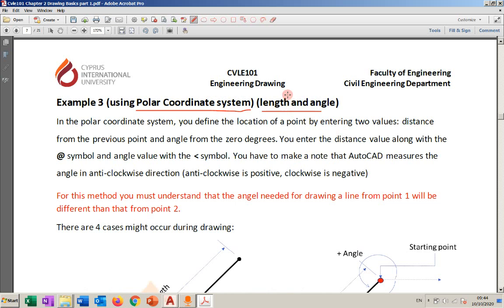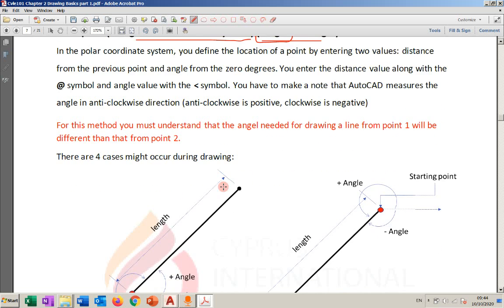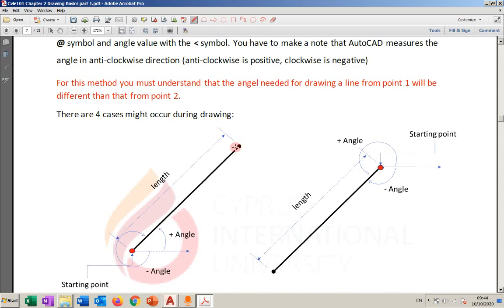Angle, length is clear. I mean, measure the distance from the first point to the second point. We call this one length. It's neither horizontal nor vertical. I mean, it's the length of the line. If the line is horizontal, yes, it can be horizontal, but normally we measure length from the starting point to the end point of the line. This we call length. Length is easy to understand.